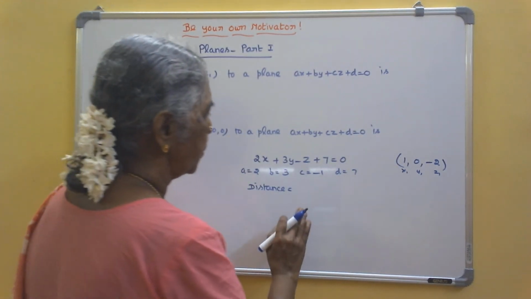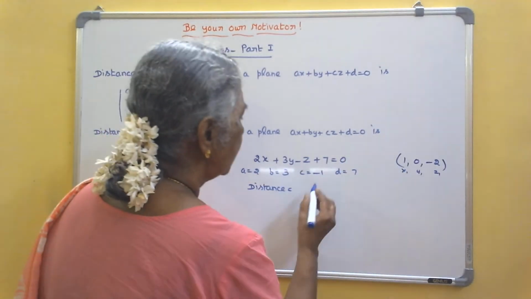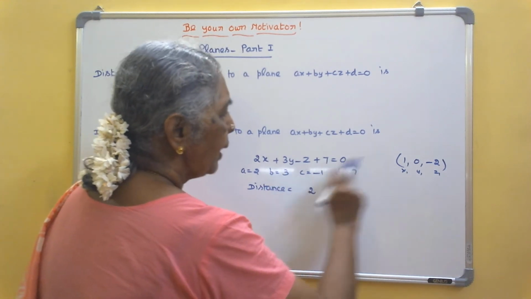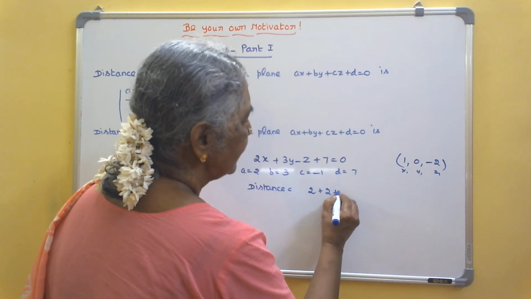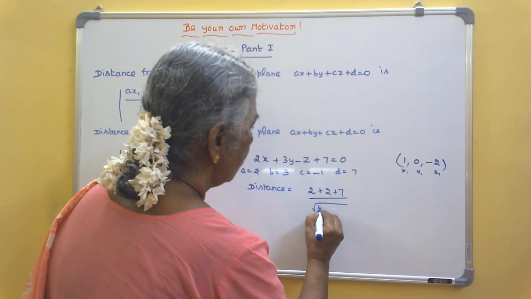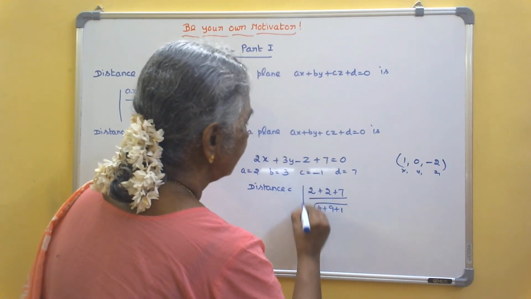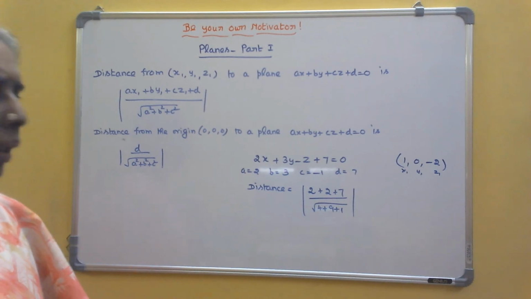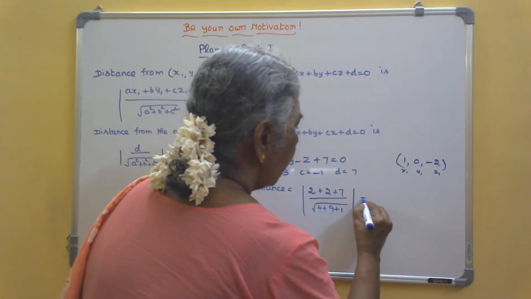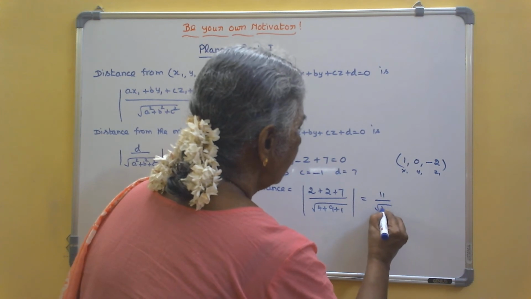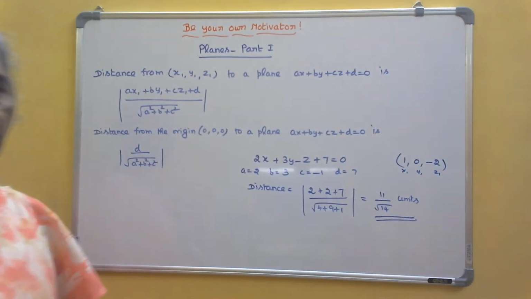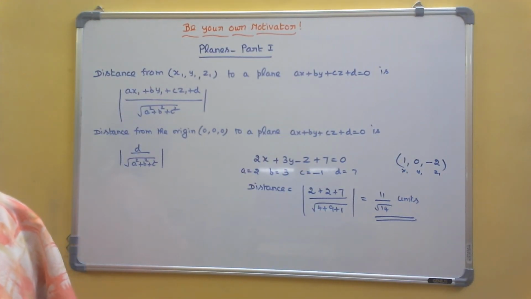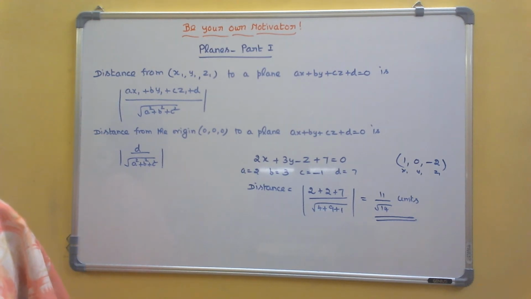So, distance is equal to ax1, that is 2 into 1, so 2. Okay. Then by1, that will become 0. Minus 1 into minus 2, so plus 2, plus d, by root of a square plus b square plus c square. Then the whole mod. Now, what do you get here? You get 11 here. Then here you get root 14 units. If you want, you can rationalize the denominator or you can leave it like this. So, this is the way to find the perpendicular distance from any point x1, y1, z1 to a plane.